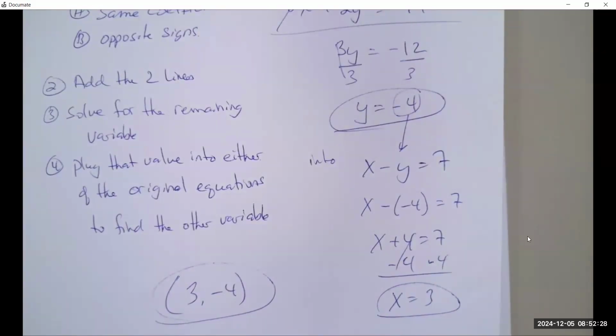You check it by plugging these numbers into the original equations to see if they're both equal.